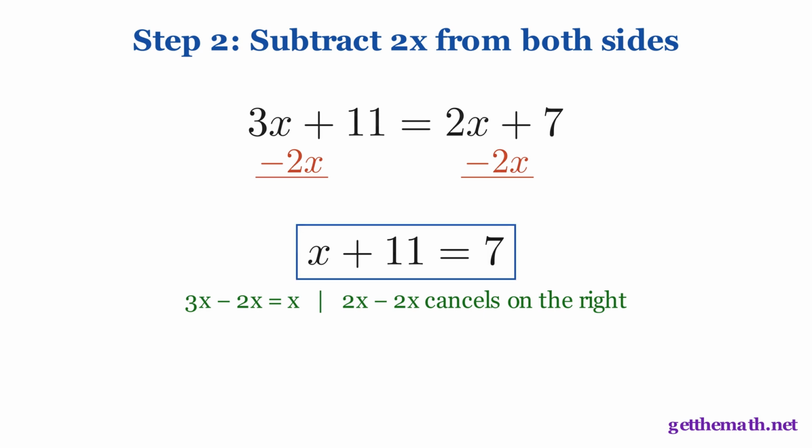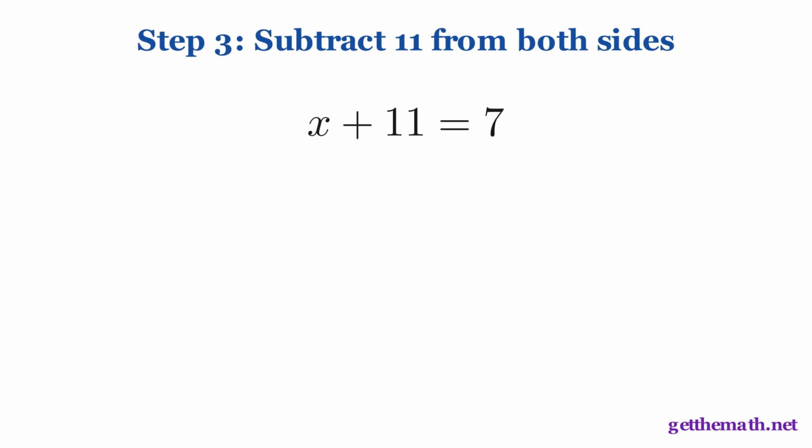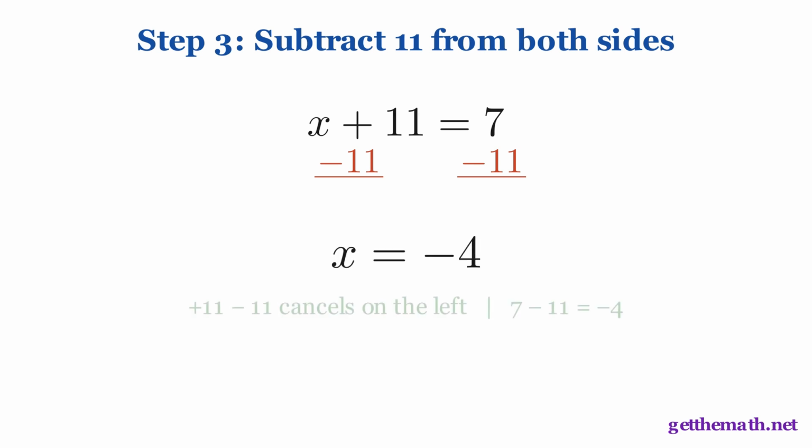Step 3, move the constant to the right side. Subtract 11 from both sides. 11 minus 11 cancels on the left. 7 minus 11 is negative 4. So, x equals negative 4.